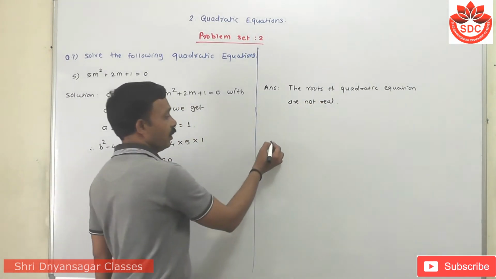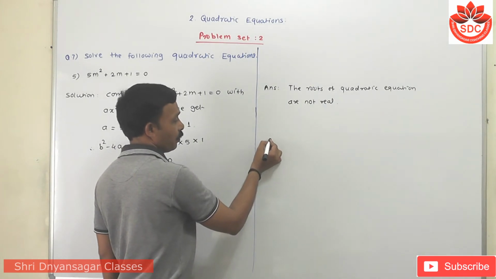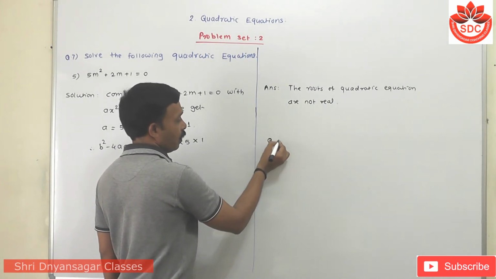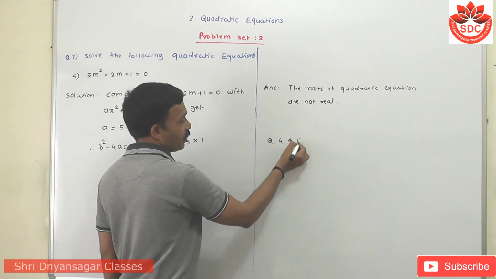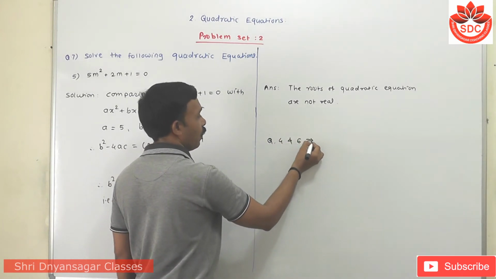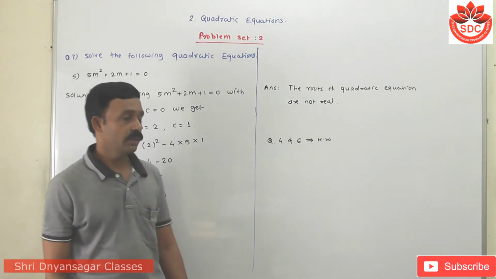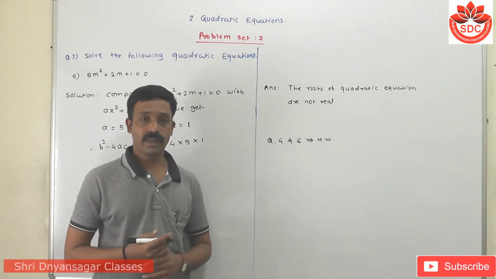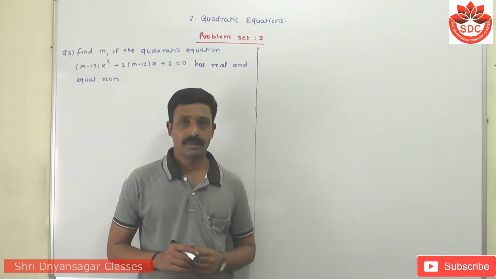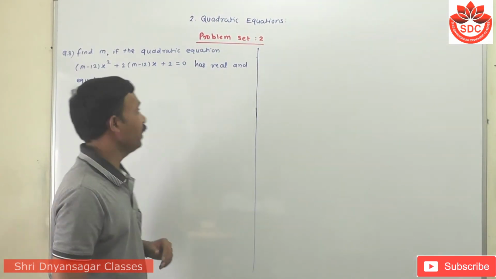Now here is sub question number 4, and sub question 6 is for your homework. Okay, you have to solve at home. Then we see the next question, question number 8. The next question is question number 8.